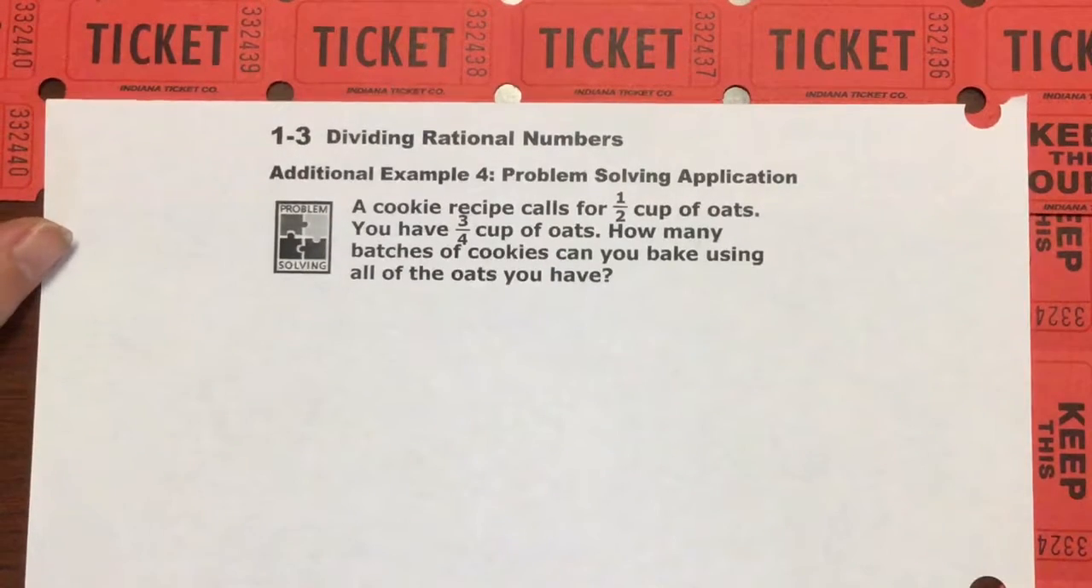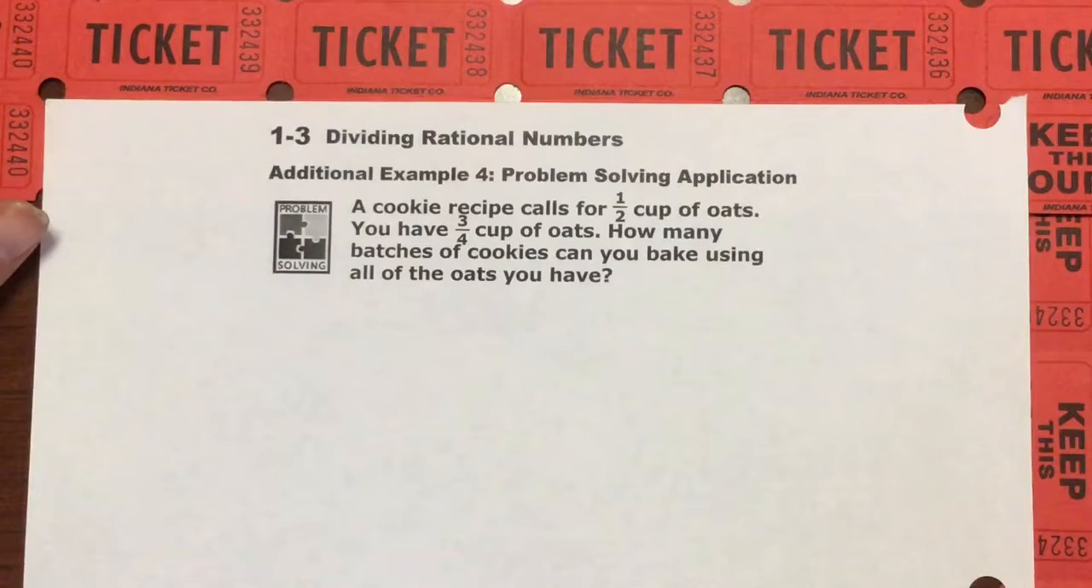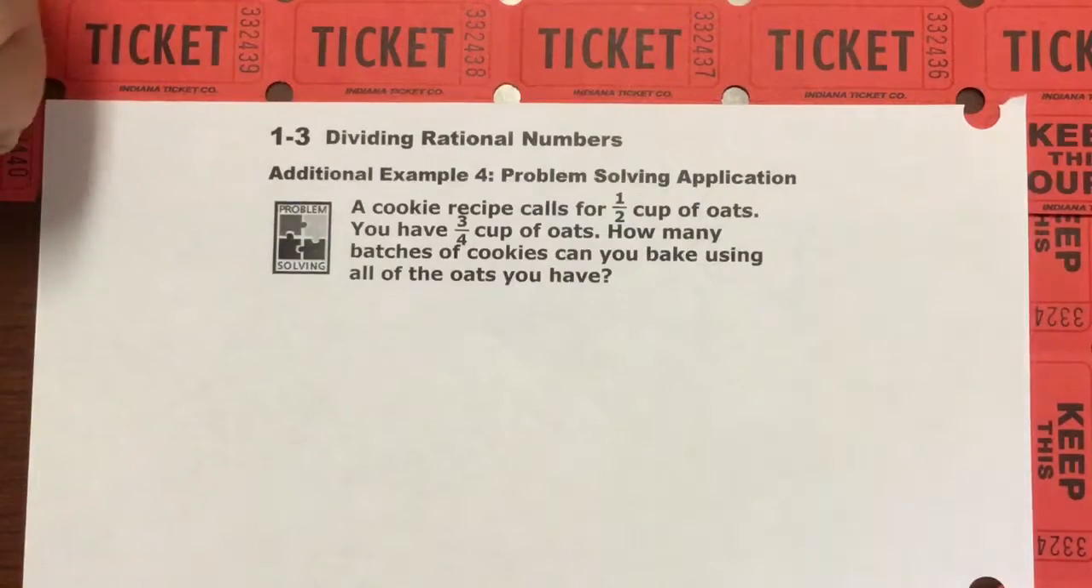So I got to read it again. A cookie recipe calls for 1/2 cup of oats. You have 3/4 cup of oats. How many batches of cookies can you bake using all of the oats? Okay, so how many batches of cookies can we bake?